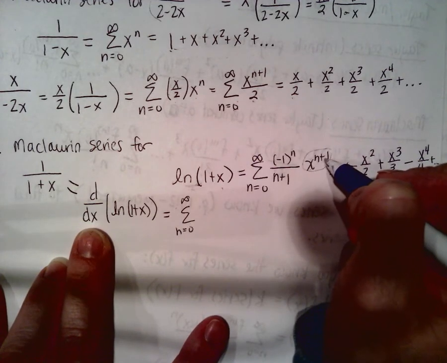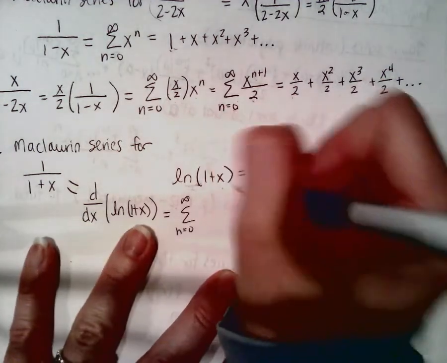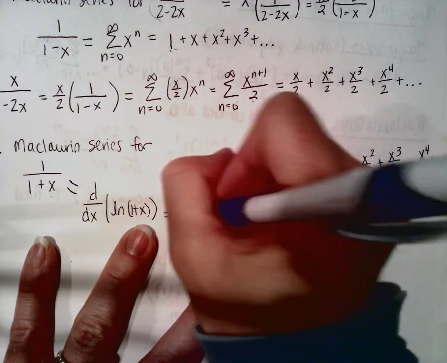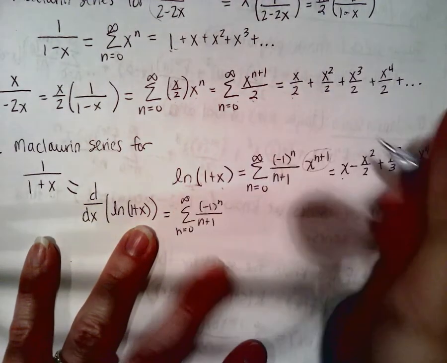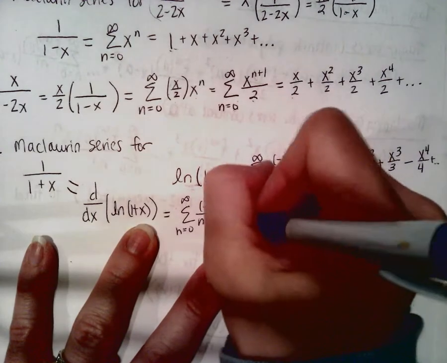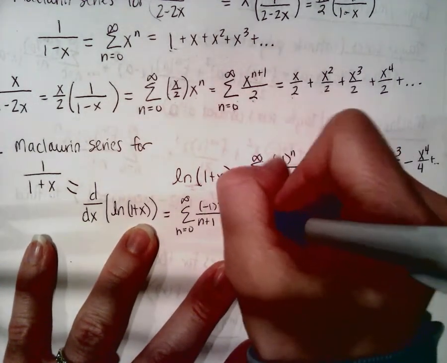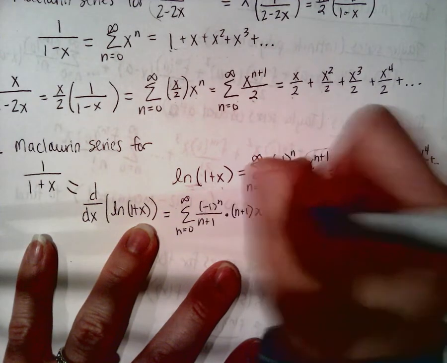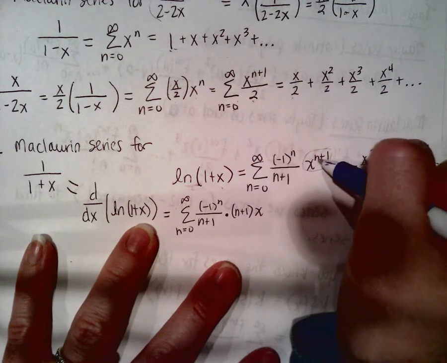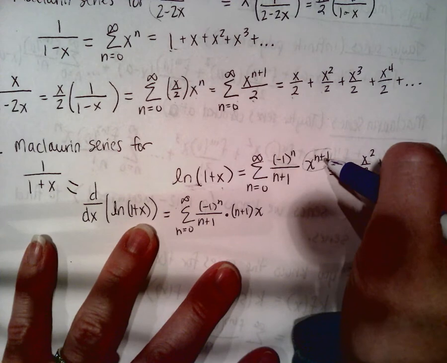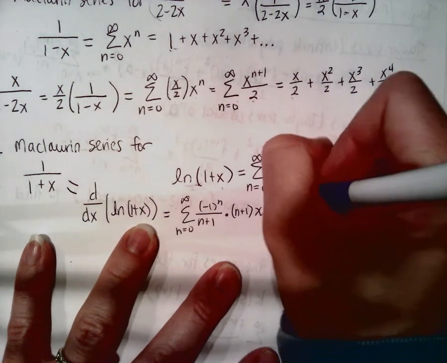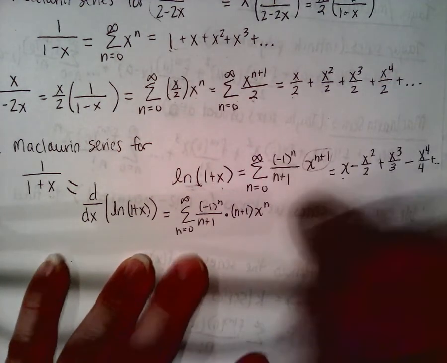So I'm going to bring the n plus 1 to the front. This -1 to the n over n plus 1, that's like a constant, so just leave that there. With this x to the n plus 1, take the derivative: you multiply by n plus 1 times x to the, subtract 1 from the exponent. So n plus 1 minus 1 is just x to the n. This would be your derivative.